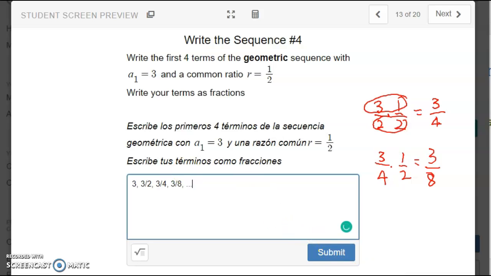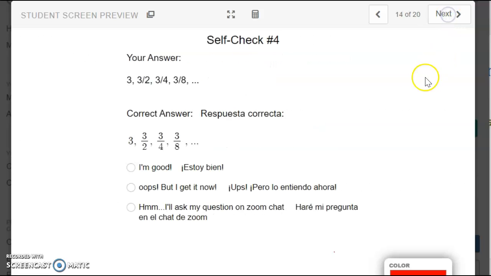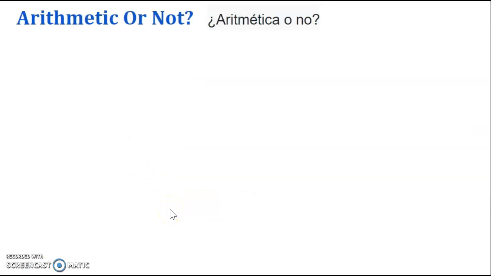Okay, and I'm going to submit that. Get rid of my work. Okay, and that was my work, and that's the correct work, so I am good. And we will continue with the next lesson recording.